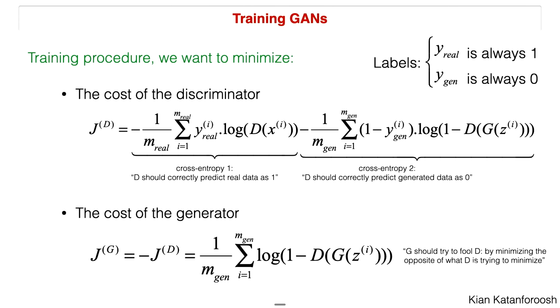The only difference here is, as you can see, there's only one term, because the first term, where you give the real image X, the generator doesn't even see that. It comes from another pipeline, right? So here it's like, hey, make sure D is fooled. Minimize the opposite of what D is trying to minimize. Okay, so that's the seminal GAN setup.